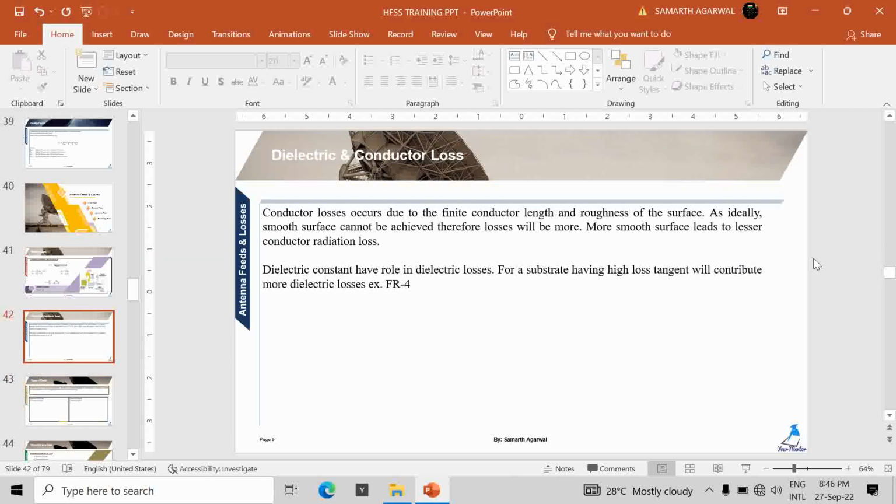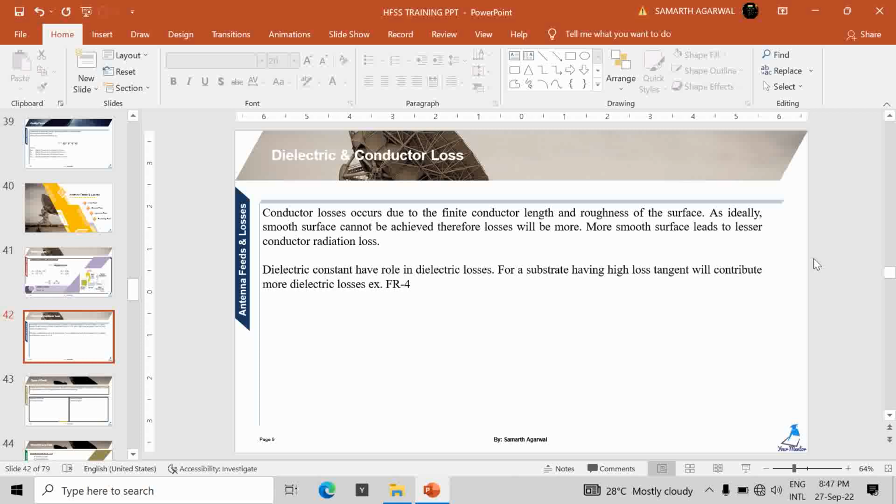Before going to the types of feeds, I would like to tell about the surface wave loss. Now, surface wave losses generally happen in an array. Why? Because suppose the waves are traveling. Now one layer is conductive, then another is dielectric, then again there is a conductive layer. So the traveling wave will travel in between different media continuously.